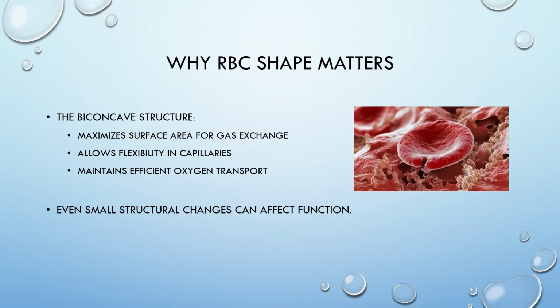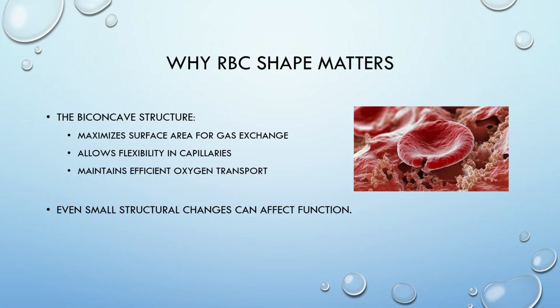Now let's talk about why that biconcave shape is so important. At first glance, it might seem like a minor structural detail, but the shape of a red blood cell is actually critical to its function. The biconcave design maximizes surface area relative to volume. That increased surface area allows more hemoglobin to interact with oxygen and carbon dioxide during gas exchange. In other words, it makes oxygen transport more efficient.